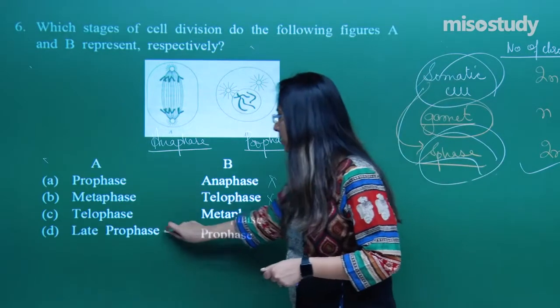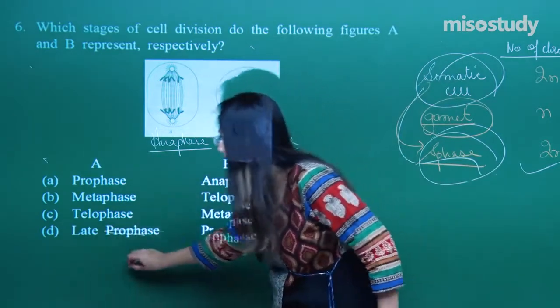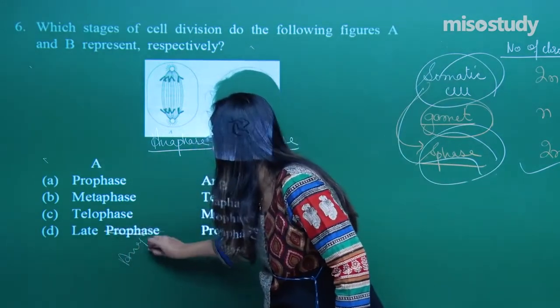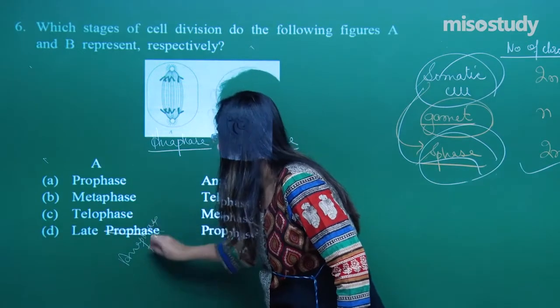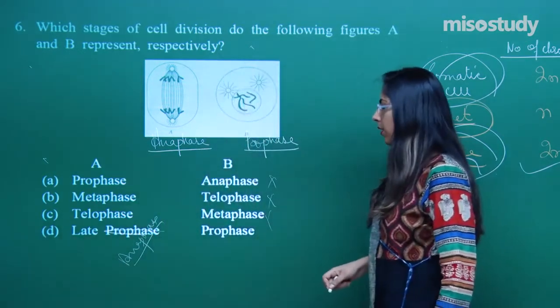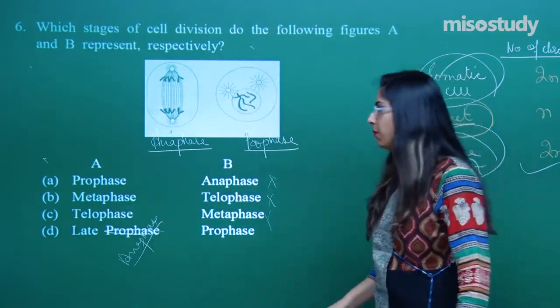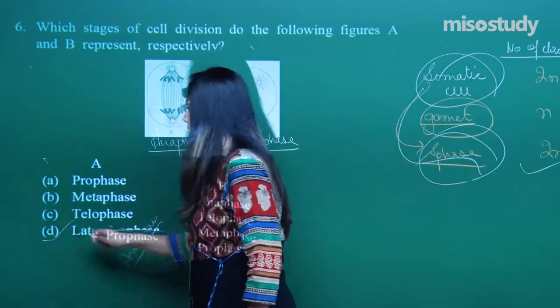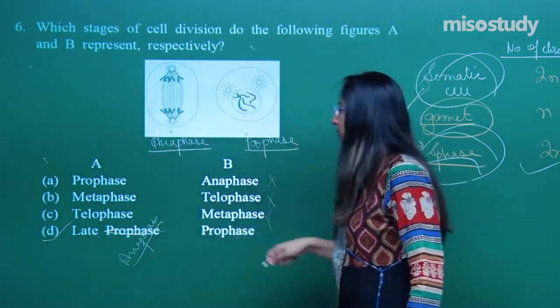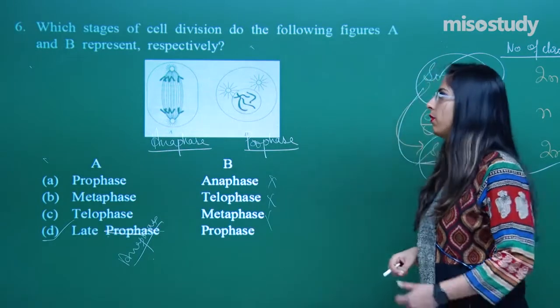In this case, it is written over here like this, but actually it is anaphase. This is a late anaphase. It is written by mistake over here. And next is the prophase. That means the correct option is D over here. The late anaphase and the prophase is the correct option for that.